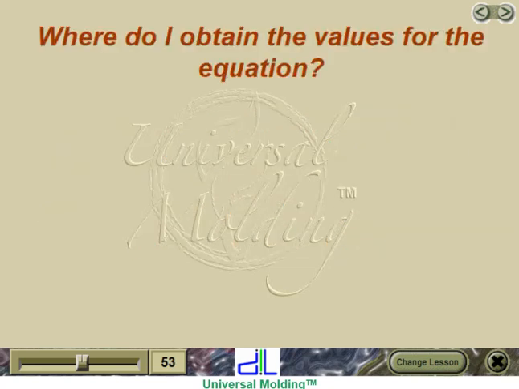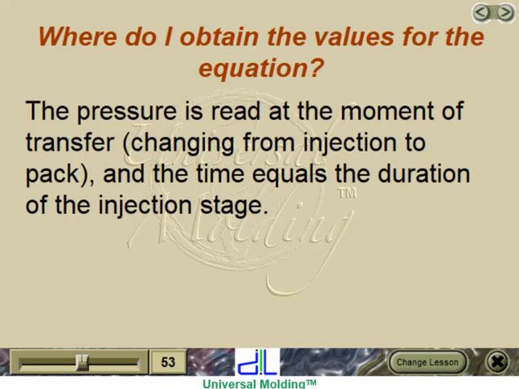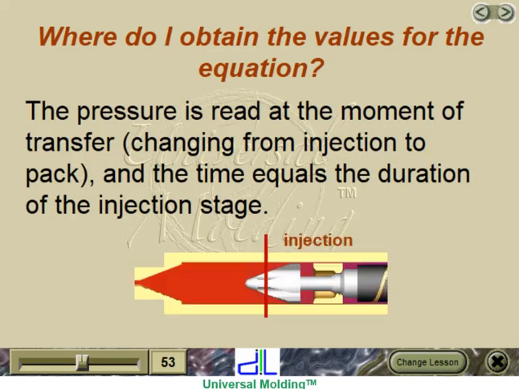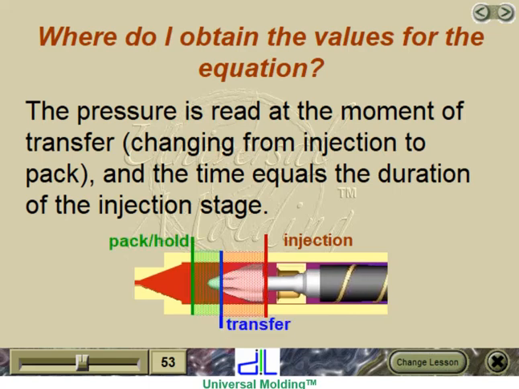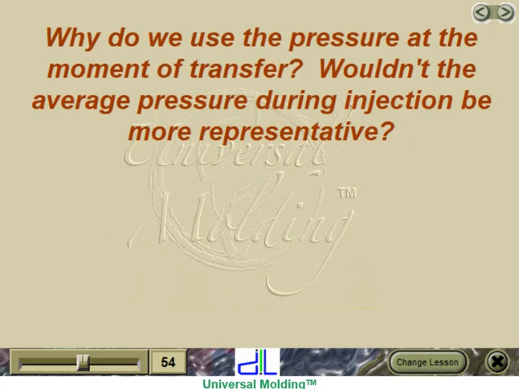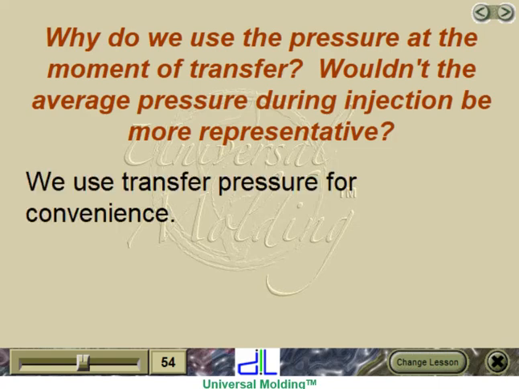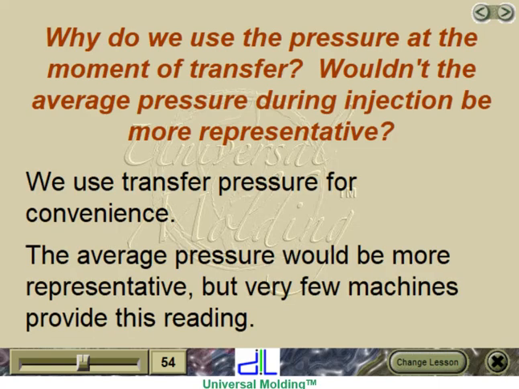Where do I obtain the values for the equation? The pressure is read at the moment of transfer, changing from injection to pack, and the time equals the duration of the injection stage. Why do we use the pressure at the moment of transfer? Wouldn't the average pressure during injection be more representative? We use transfer pressure for convenience.